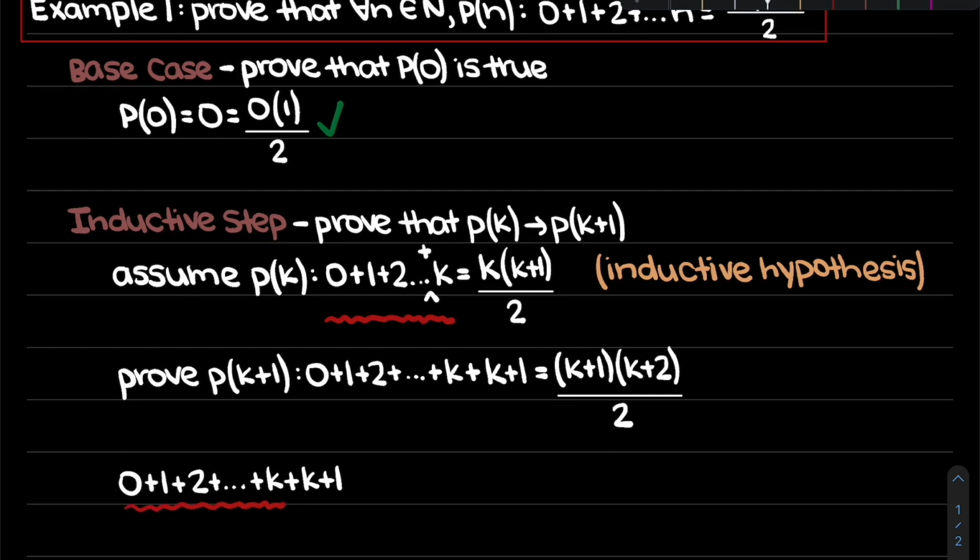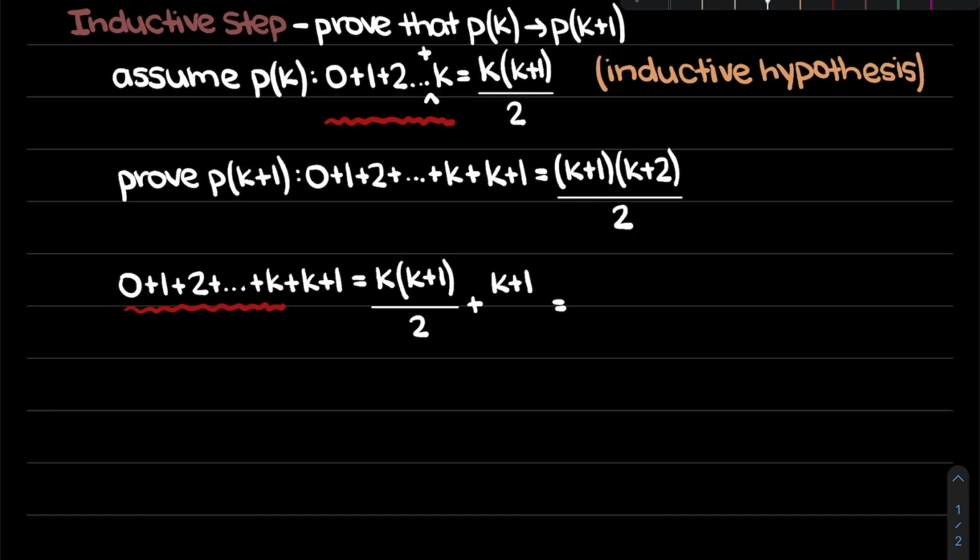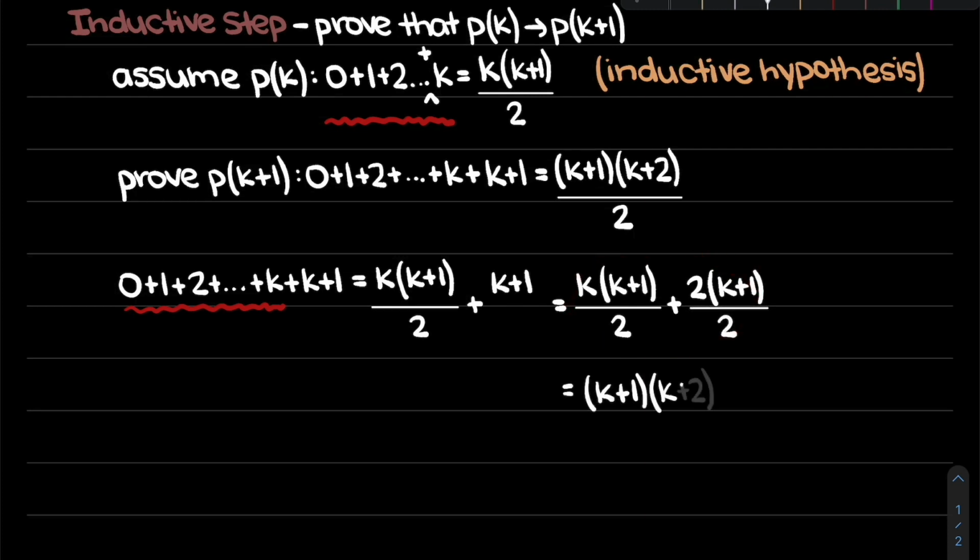If we do so, we get k times (k plus 1) over 2 plus the additional k plus 1 term. Now the rest is algebra. We can multiply the numerator and denominator of this k plus 1 term by 2, and we get k times (k plus 1) over 2 plus 2 times (k plus 1) over 2. Now if we combine these two fractions, we get (k plus 1) times (k plus 2) over 2.